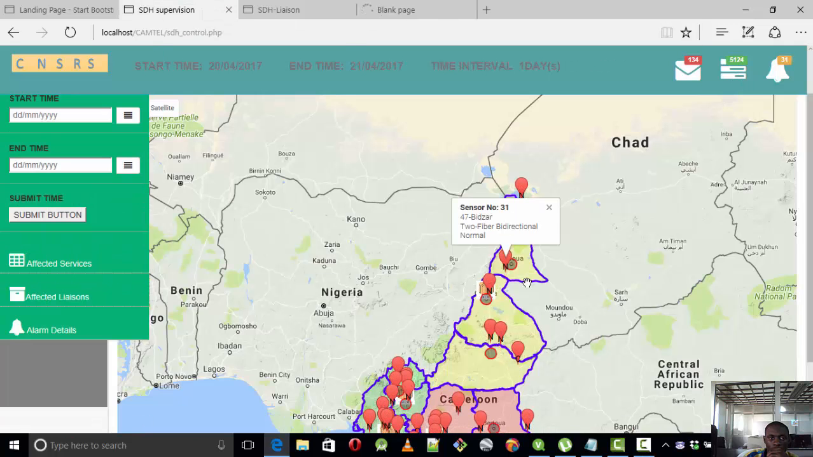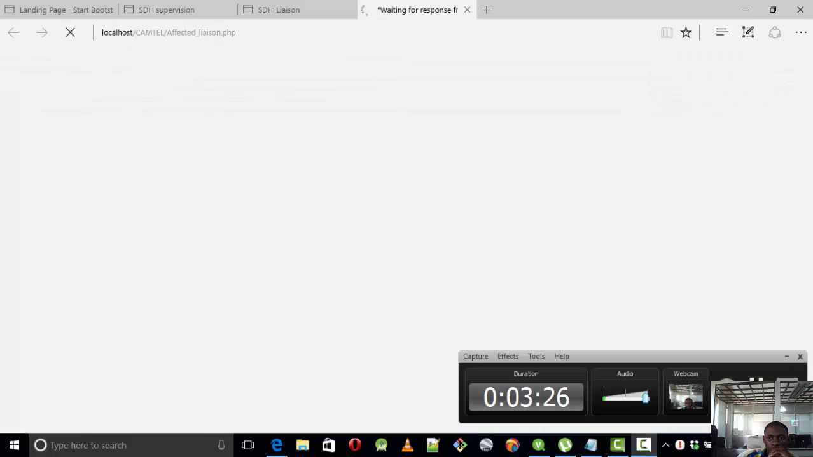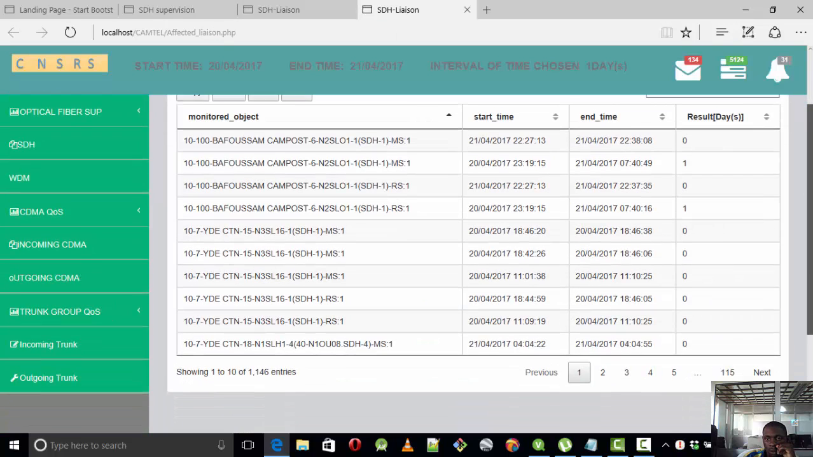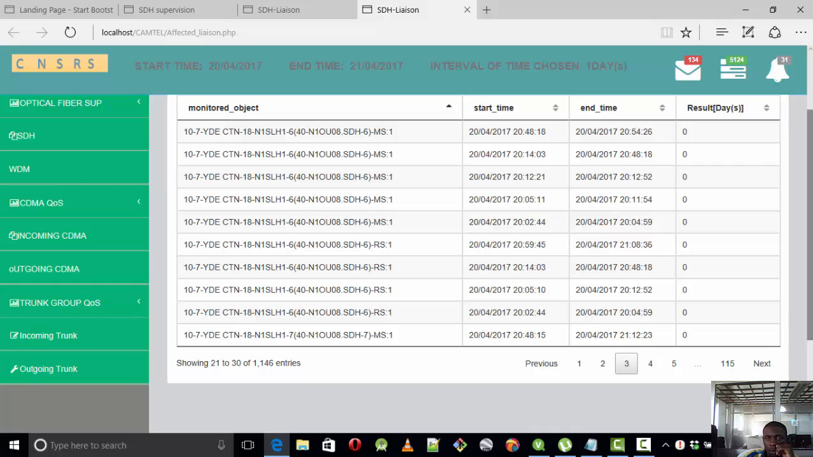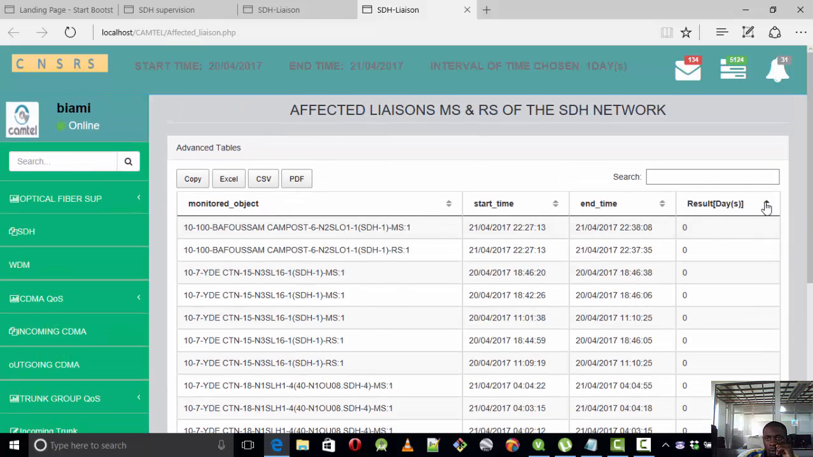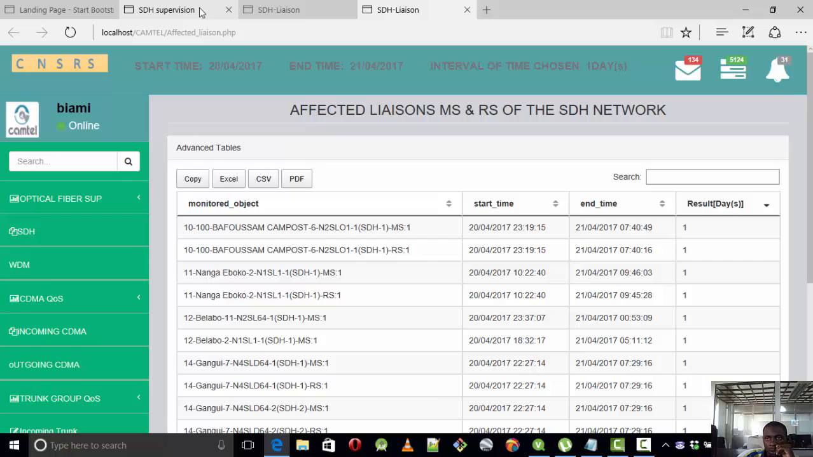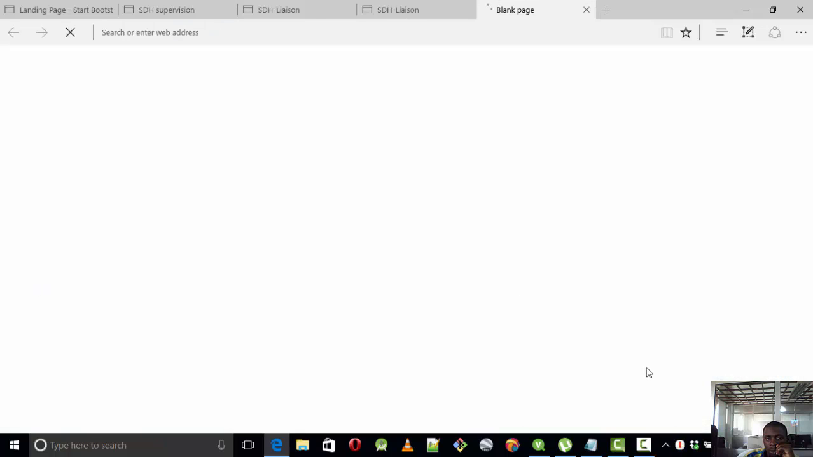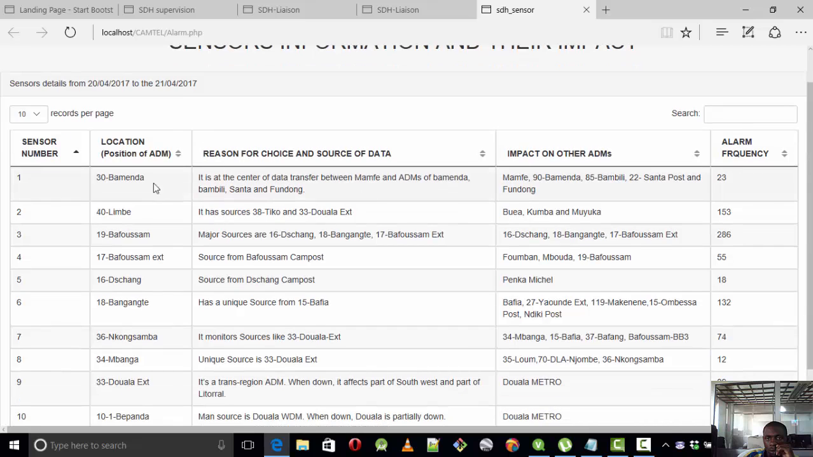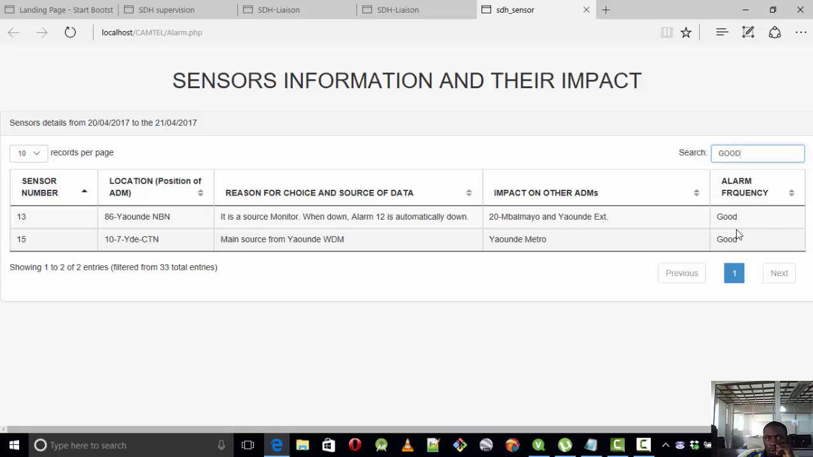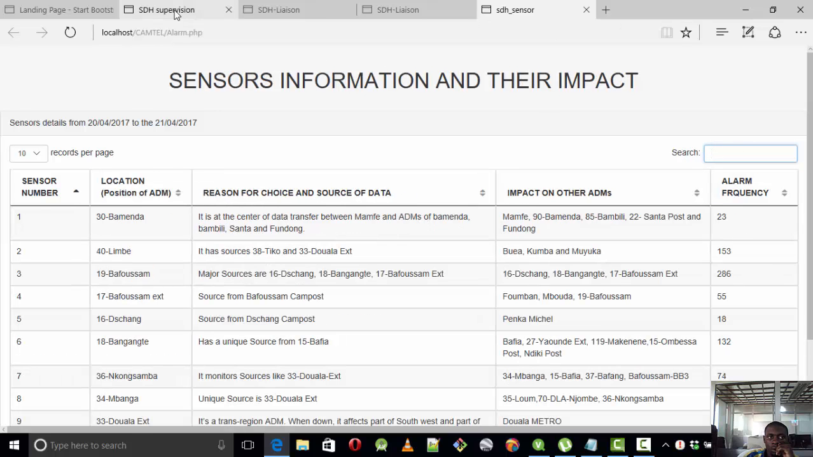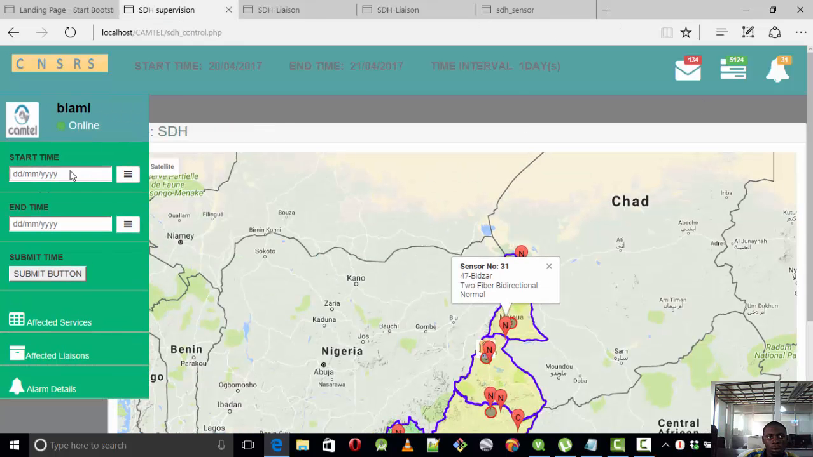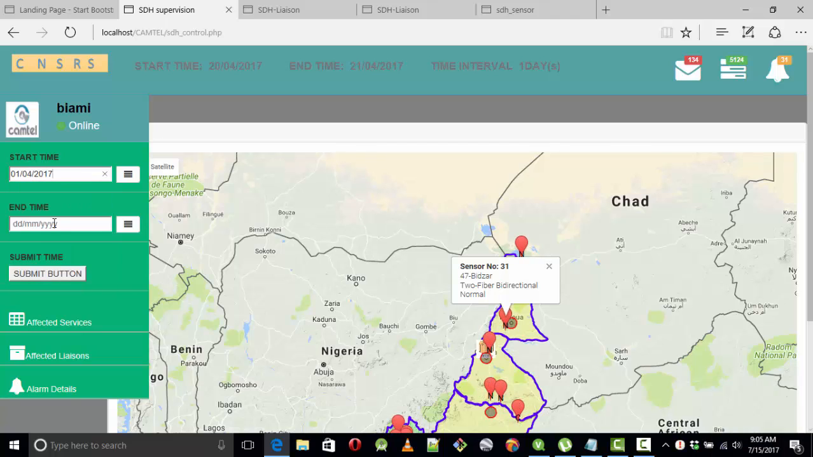We have the affected services, the affected objects, network equipment which have been resolved. It can be services as well as links. In red, we have 134 monitored objects which were not resolved. Now, for the sensor information, Bamenda stands out with a frequency of 23, that it has 20 within that time interval.